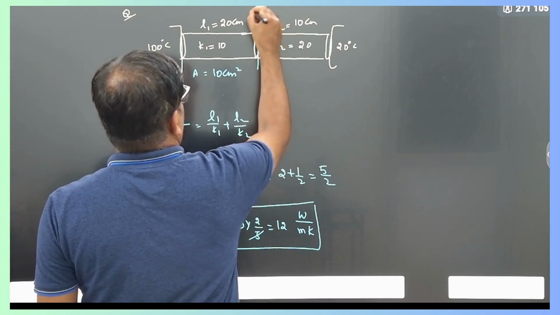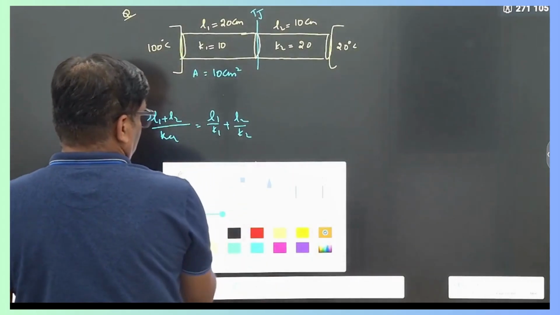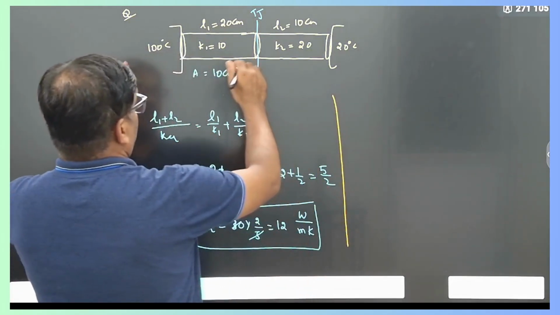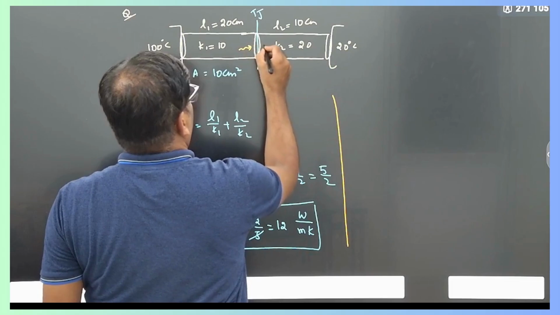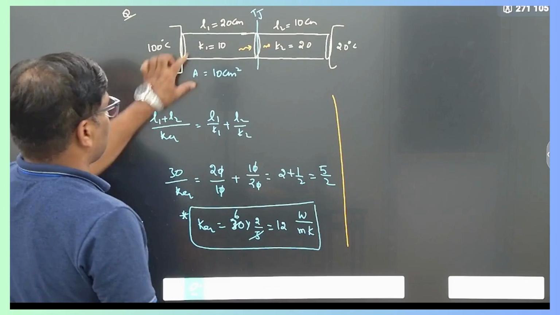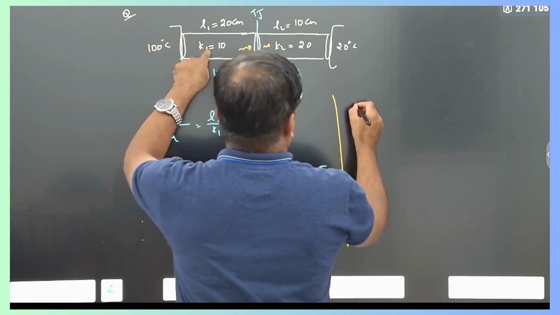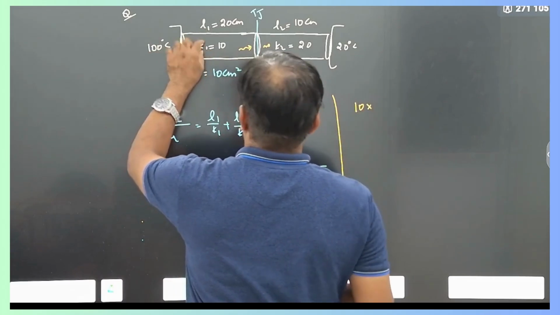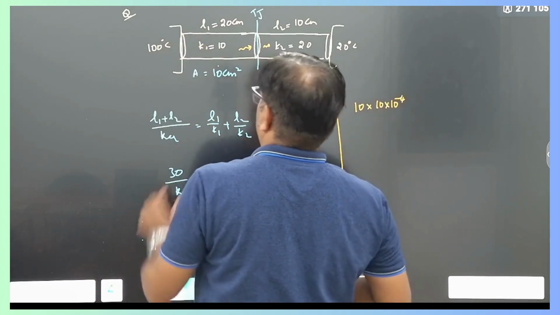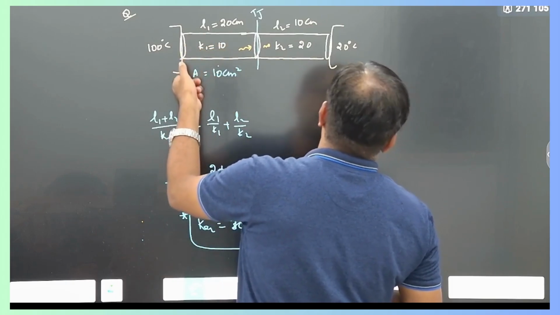Here, how to calculate the junction temperature? It is a very simple concept, you can solve it very easily. So what is the junction temperature here? How much heat is entering, that much heat has to leave here. So how much heat is entering now? Here K is how much? 10, in SI unit, into area. Area is how much? 10 centimeter square means 10 to the power of minus 4 meter square. It is in SI unit, right? We have to convert it now, right?